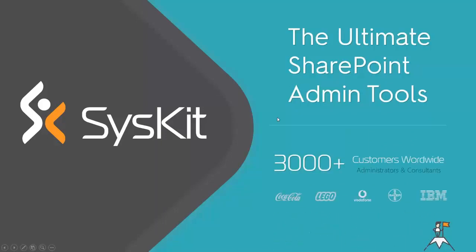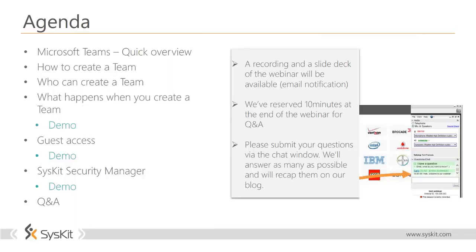So let's get to the webinar agenda. Today we are going to talk about Microsoft Teams. First, we are going to do a quick overview, and then we are going to try to answer some of the questions. How do I create a team? Who can create a team? What actually happens when you create a team? What goes on under the covers? How does it communicate with the rest of the Office 365 products? We'll have a short demo. And we'll also cover in detail how guests and guest access work in Microsoft Teams.